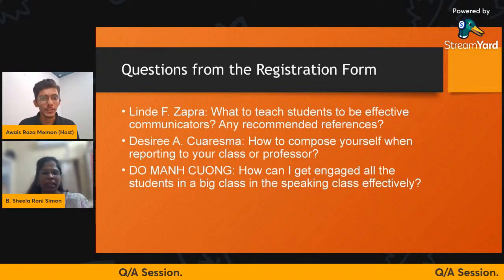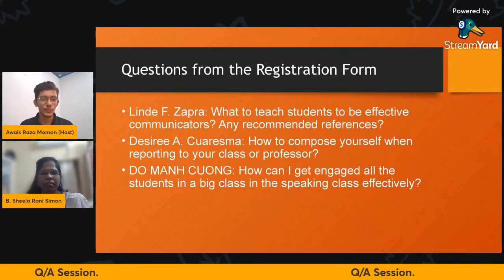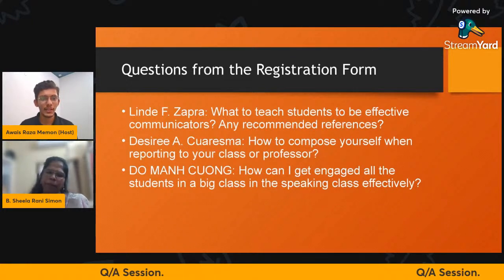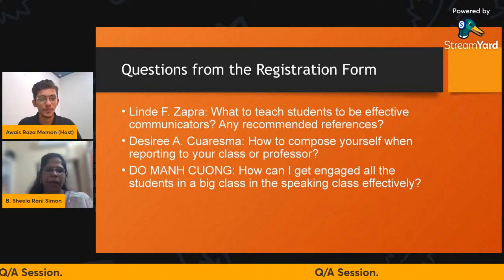All right, that's right. The second question is, how to compose yourself when reporting to your class or professor? It is a problem for a lot of students. They lose their confidence, they stutter, or they become confused when talking or speaking to teachers, especially. So what would be your advice for that?